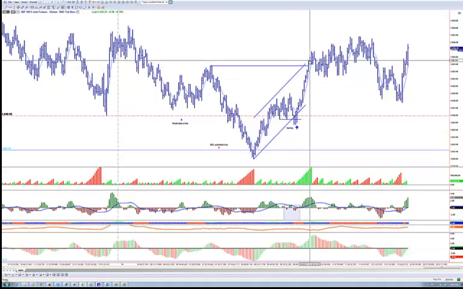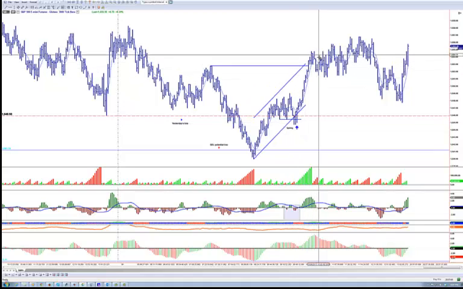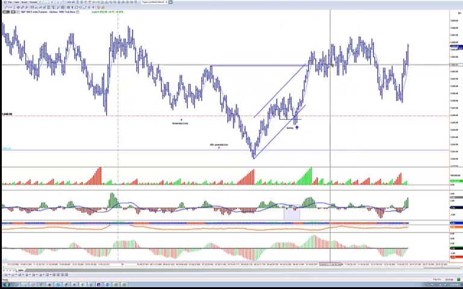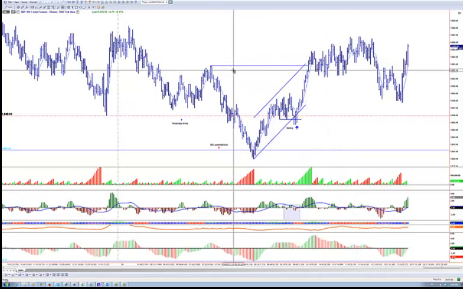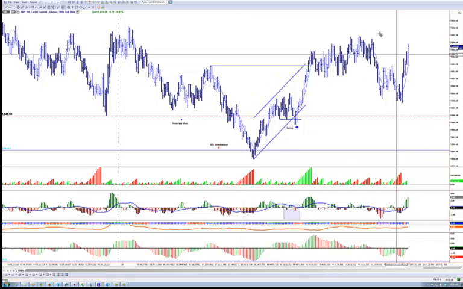I covered it. I got about 6 points. Probably could have waited a little longer, but it was overbought. I think the Fed minutes were coming out. I didn't want to be in anything when those came out, so I got out for about 6 points. And this was choppy action.